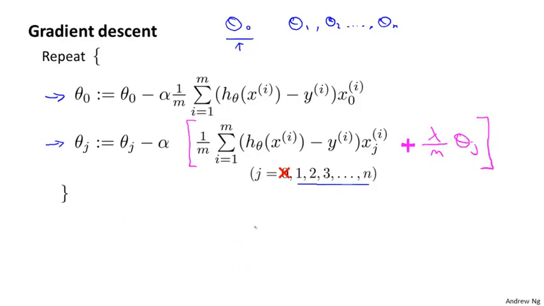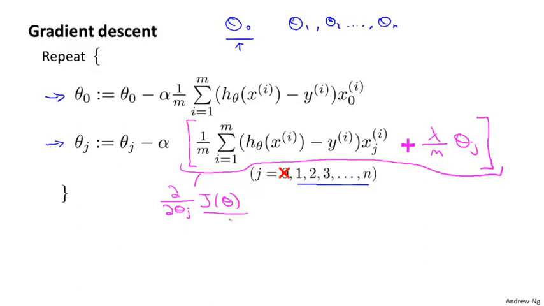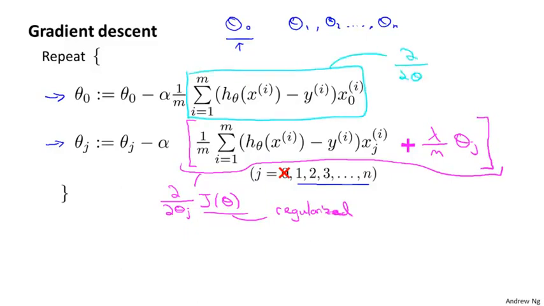I'm not going to do the calculus to prove it, but if you look at this term written in square brackets, if you know calculus, it's possible to prove that that term is the partial derivative with respect to theta j of J of theta, using the new definition of J of theta with the regularization term. And similarly, this term up on top, which I'm drawing the cyan box around, is still the partial derivative with respect to theta 0 of J of theta.